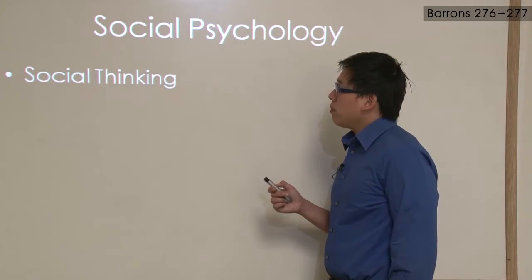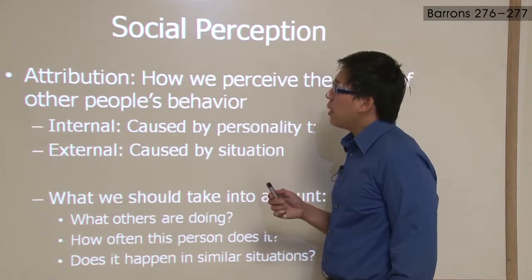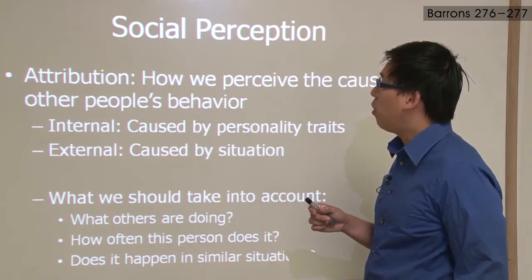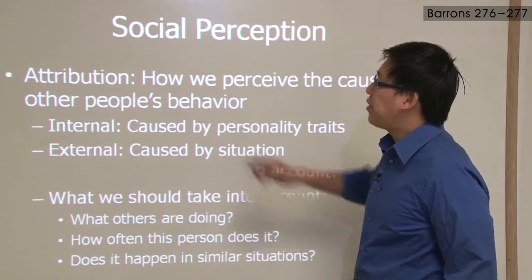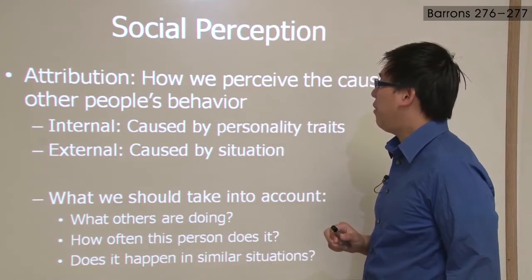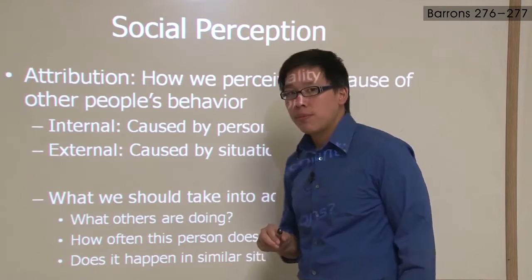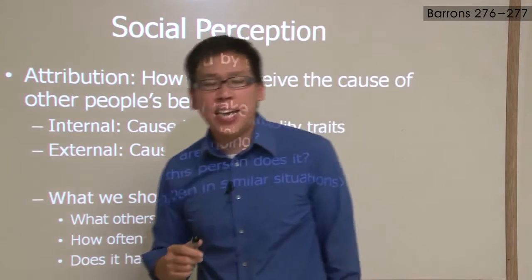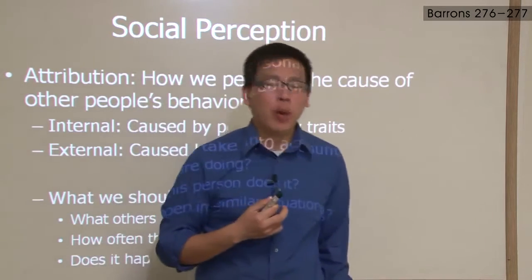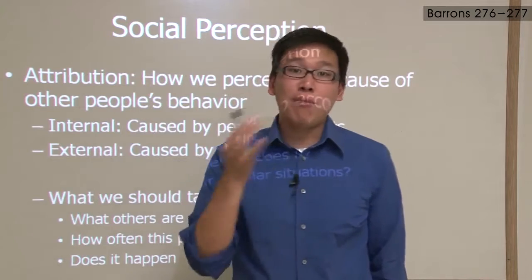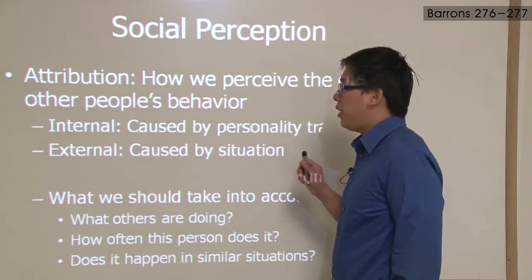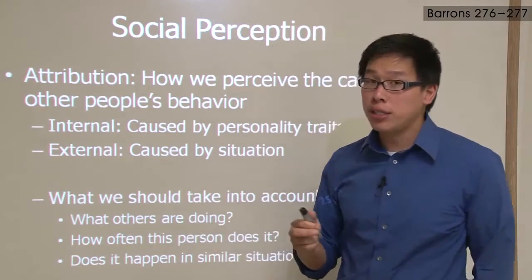Okay. So today we're going to talk about several kinds of social perception, how we perceive and understand our world. And the first thought is attribution. How we perceive the cause of other people's behavior. So when we see other people act, our brain has to understand why they are acting that way, right? Certainly it's not random or completely spastic. There has to be a cause involved in it. And our brain is very good at looking for causes, right?